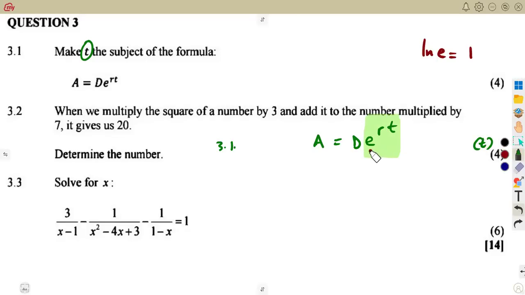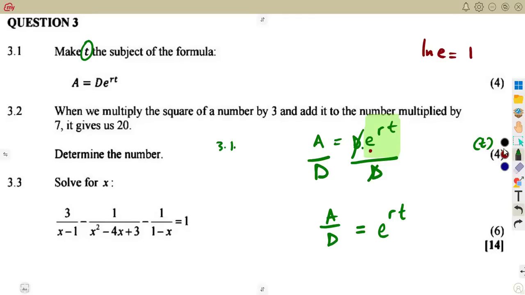So how can we make E, not T? I'm not talking about T, I'm talking about E. What is affecting E? It is the D. So let's divide by D like this. So it means A over D is equal to E to the exponent of RT. The exponent is on its own.